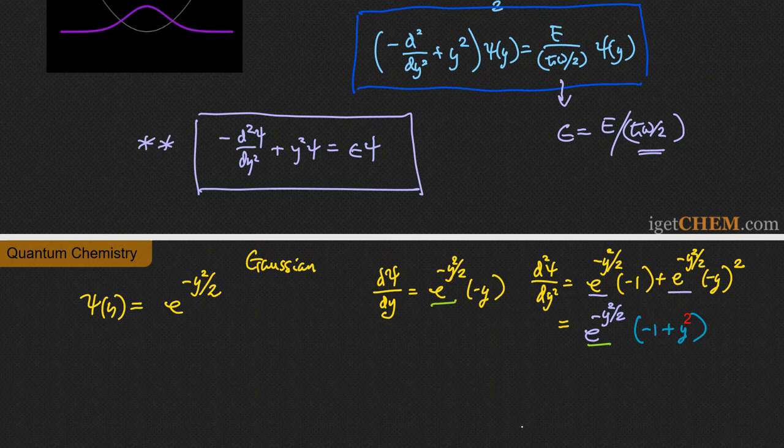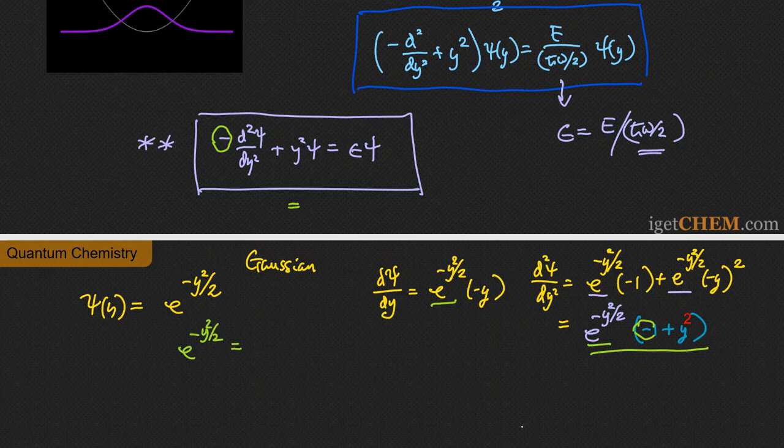So now that we know this is the second derivative, we put that back into the Schrodinger equation to verify that this in fact actually works. You see the second derivative gives you this, and the second term in the Schrodinger equation has a y squared. It will give you essentially e to the minus y squared over 2 on the right.